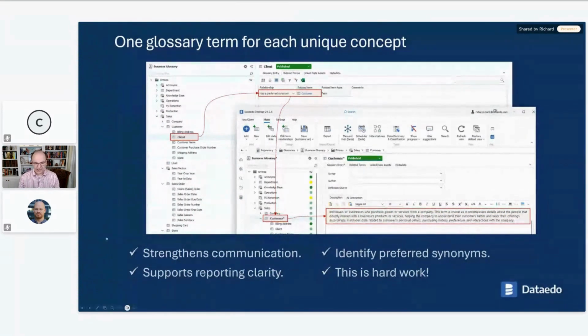Now, I will accept this is really hard work to get people to change the habits of their communication and use terminology that isn't familiar to them. This is really hard work. All I can say is stick with it. Try to make this happen because it is worth the effort. In the end, you will have a better organization and understanding of your data systems.